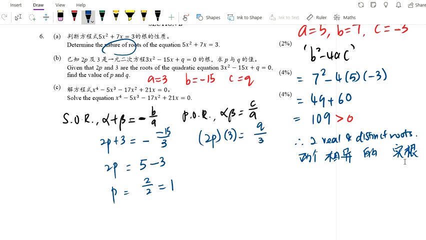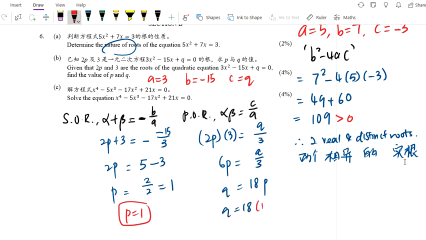Okay, so you have 6p equals to q over 3. Q should be 3 times 6 is 18p. And what is p? Okay, your p equals to 1 from here, isn't it? So q should be equals to 18 times 1, which gives you q equals to 18. Right? So this is the answer for question number B.